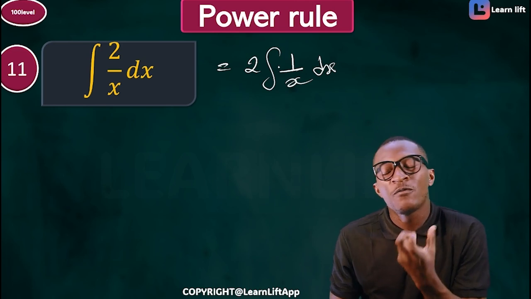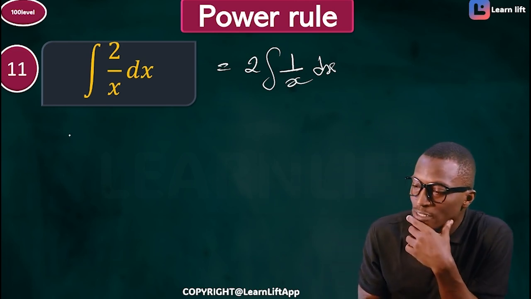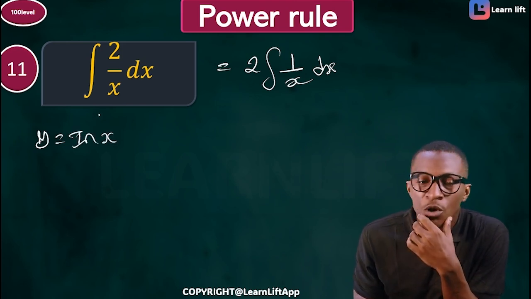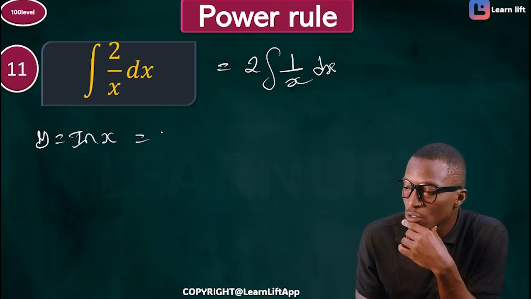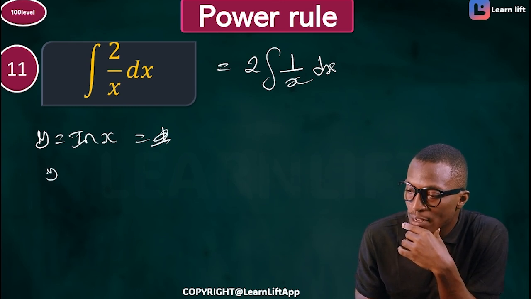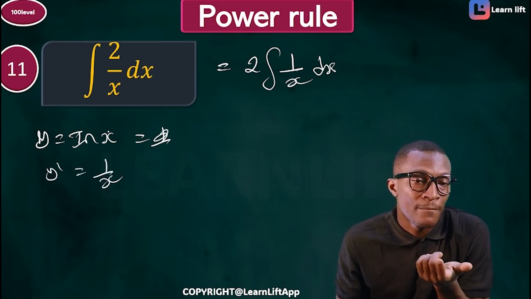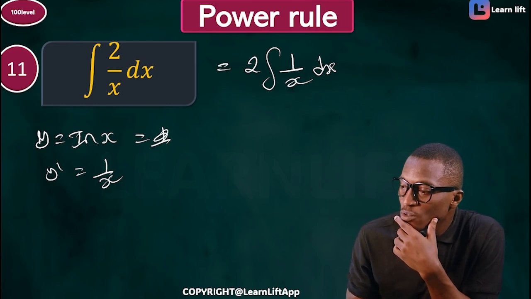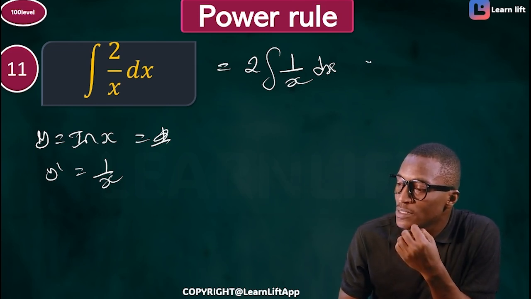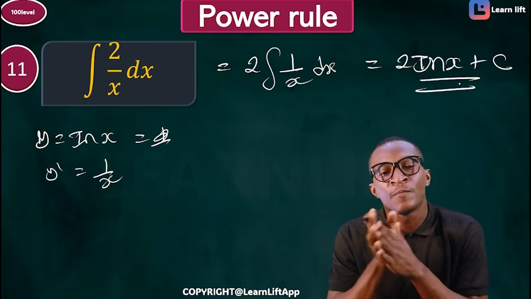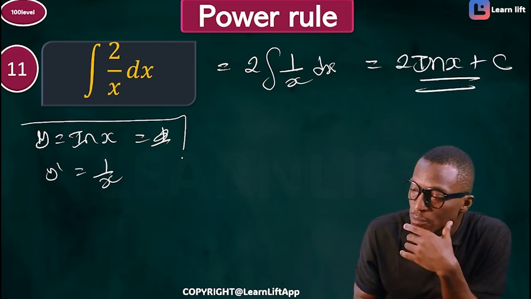There is a law of differentiation that says that if we have y is equal to ln x, then y prime is equal to 1 over x. This is the logarithm law. Is that correct? So this 1 over x, I can practically say this is now equal to 2 ln x plus c. That's nice.